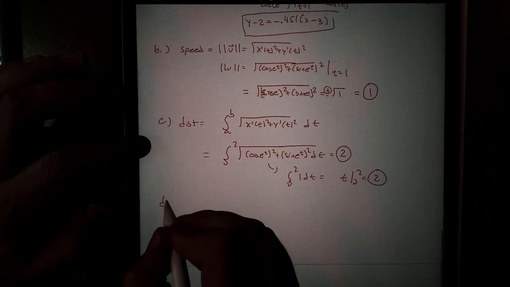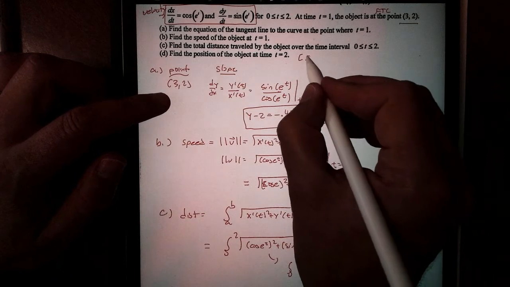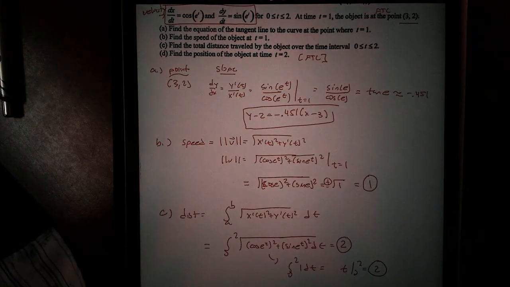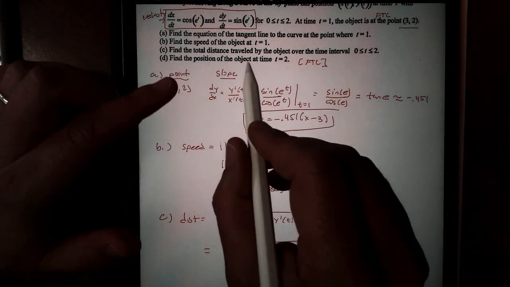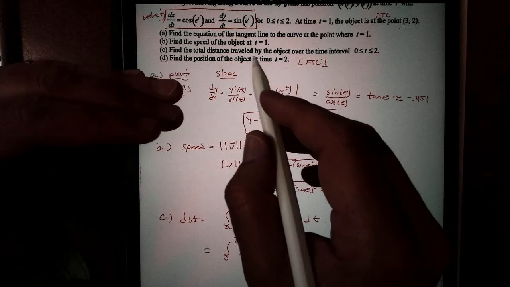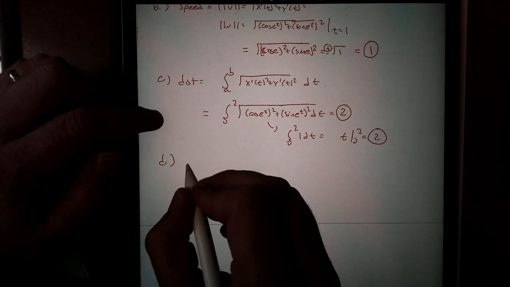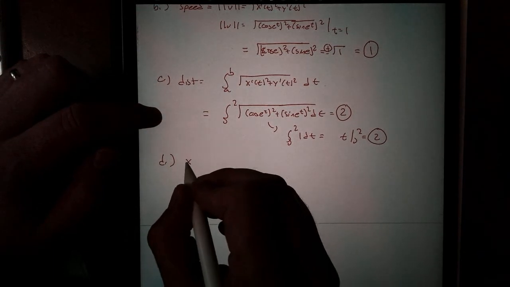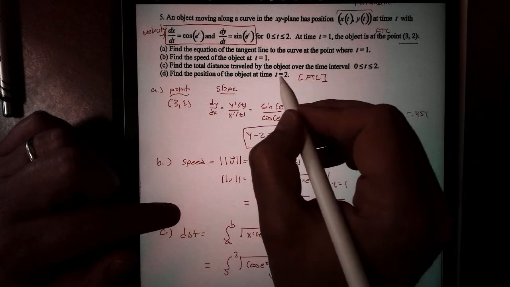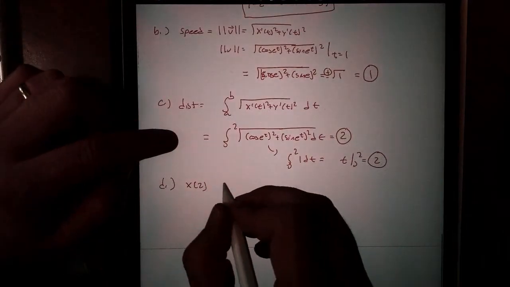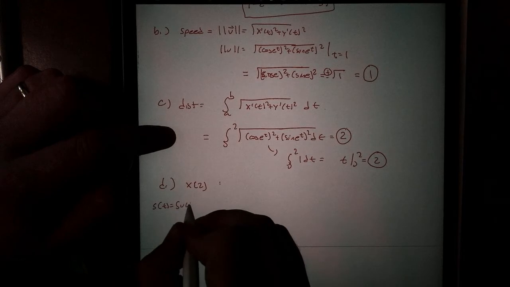All right, the last part. Now for part D, we want to find the position. Here's our FTC question that I warned you about earlier. So now we want to find the position. Because we're looking for the position here, and this is parametric, we have to treat x and y independently from each other. So the first thing we're going to find is x of 2. I'm looking for the value at x equals 2. To get the position, we know we have to integrate velocity.